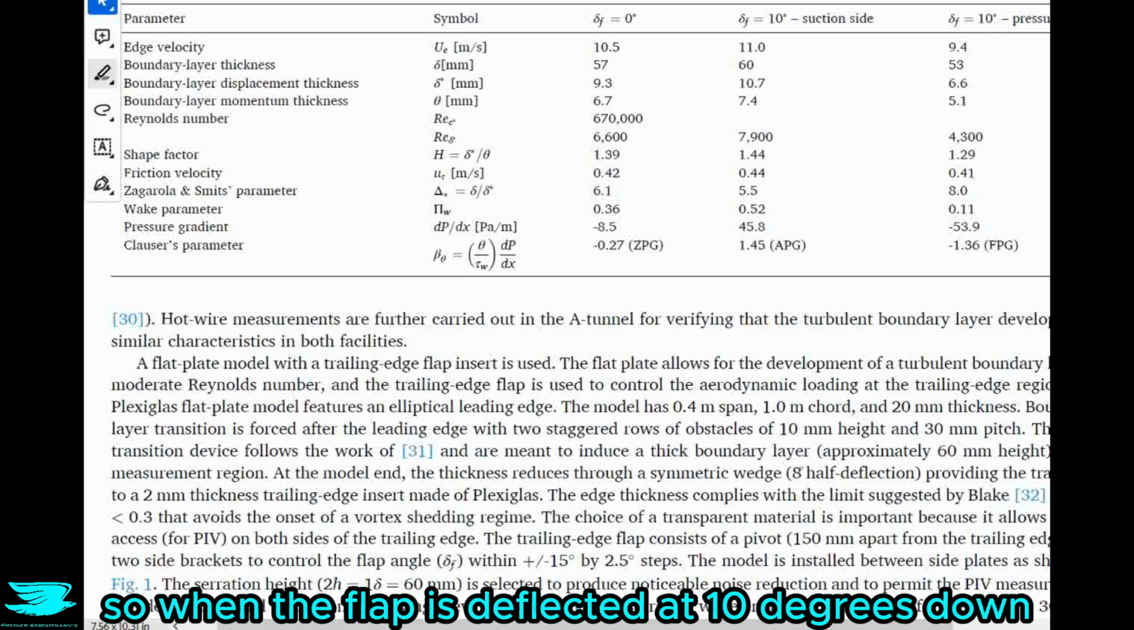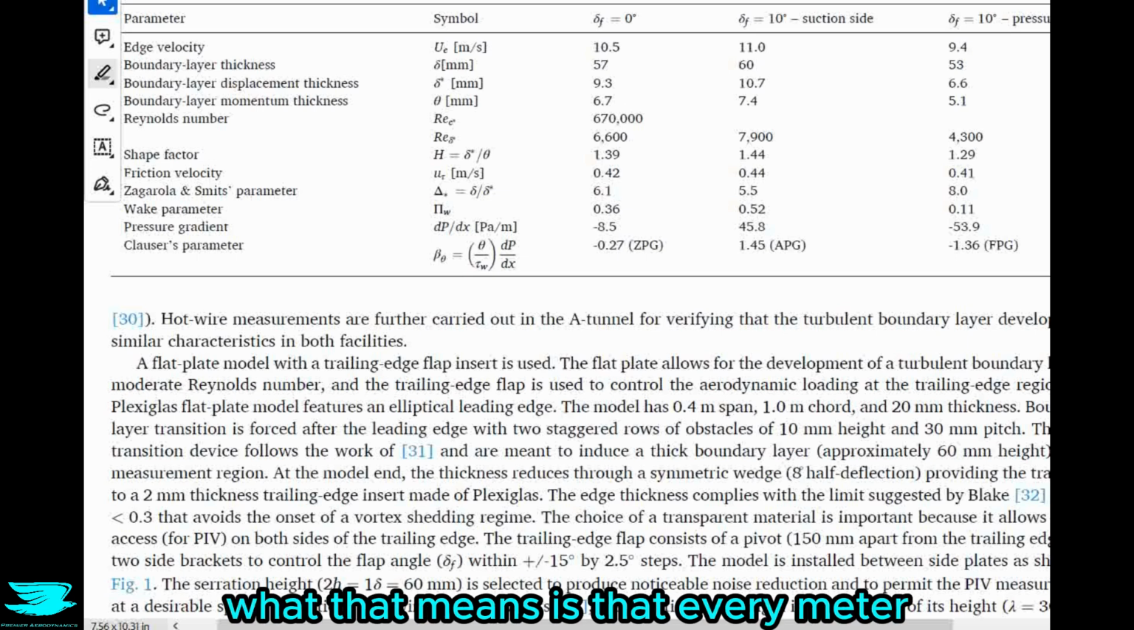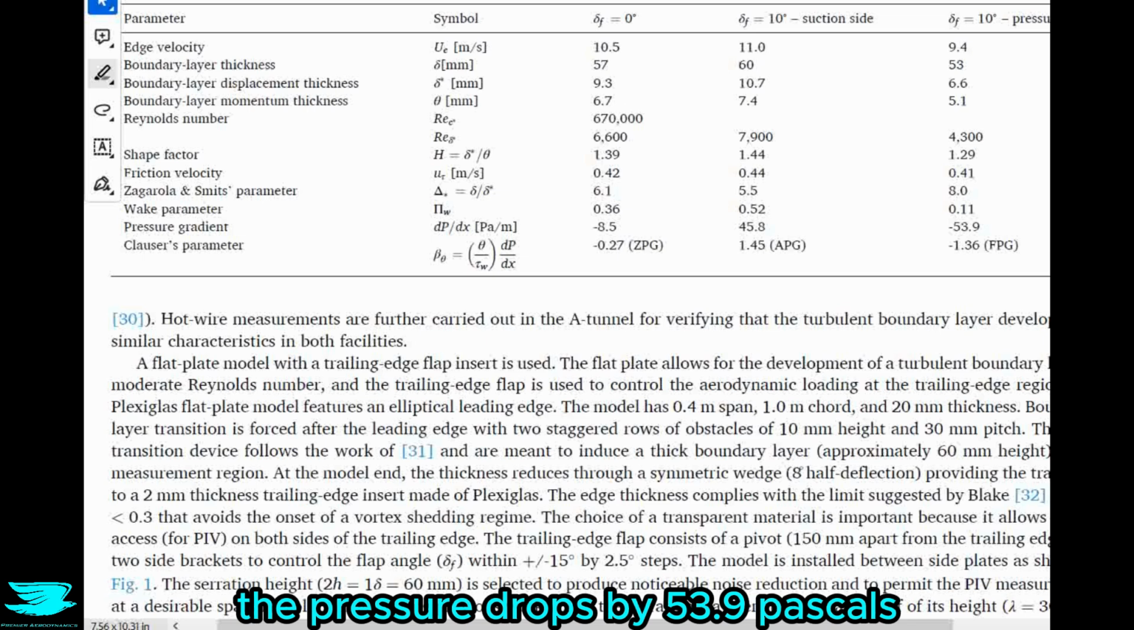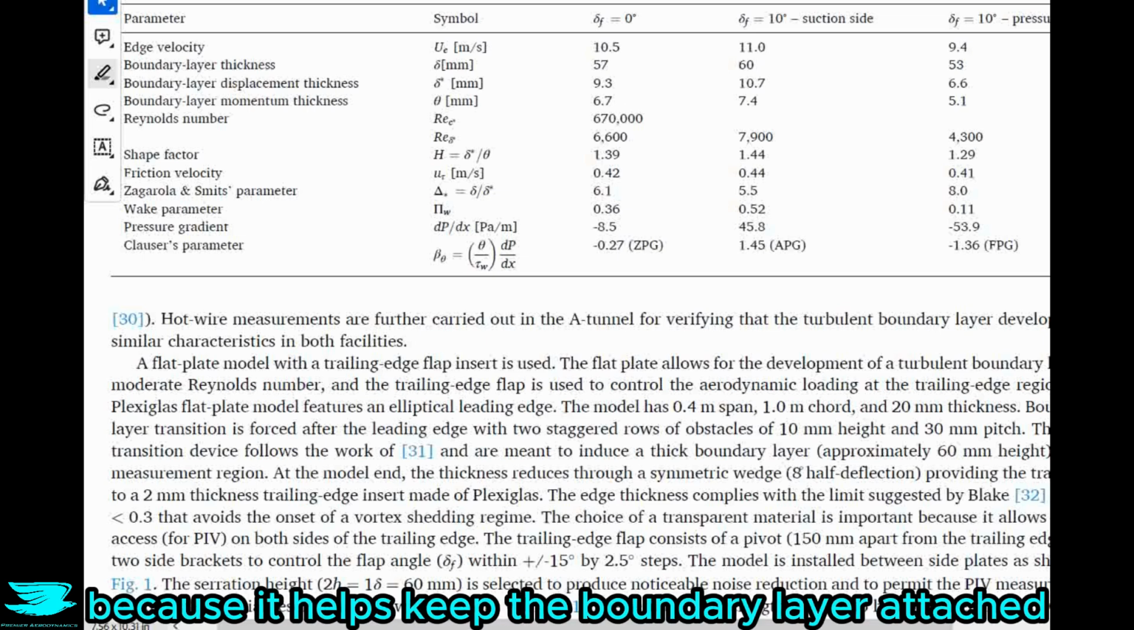So when the flap is deflected at 10 degrees down, the pressure gradient is minus 53.9 pascals per meter. What that means is that every meter you travel downstream along the plate, the pressure drops by 53.9 pascals. That is a very favorable pressure gradient because it helps keep the boundary layer attached.